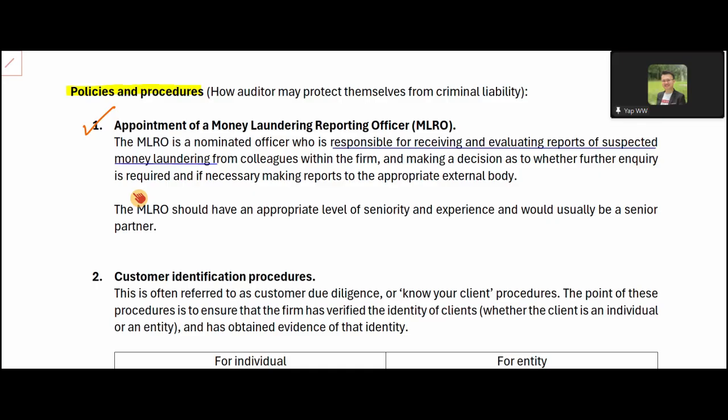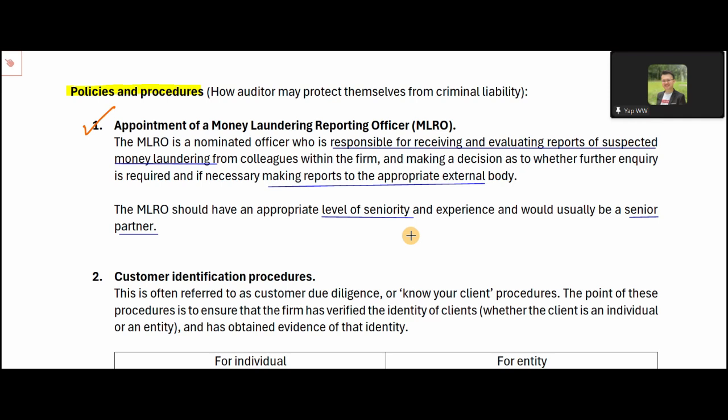And this MLRO will know what to do with suspected money laundering and when they need to report to the relevant authority. Not the audit junior team members to decide, not the senior to decide, but the MLRO to decide. So we first report to the MLRO and consult with this MLRO. That's why I highlight here that the MLRO will be making reports to the external body and he must be someone who has the relevant authority. He must be a senior partner. Okay? He must have a certain level of seniority.